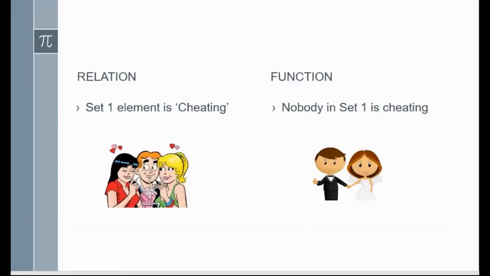So a relation is where we have one x coordinate or set 1 element that is cheating with more than one person at the same time. The function is special. Nobody in set 1 is cheating. So we're looking for cheaters, and that determines if it's a relation or a function.